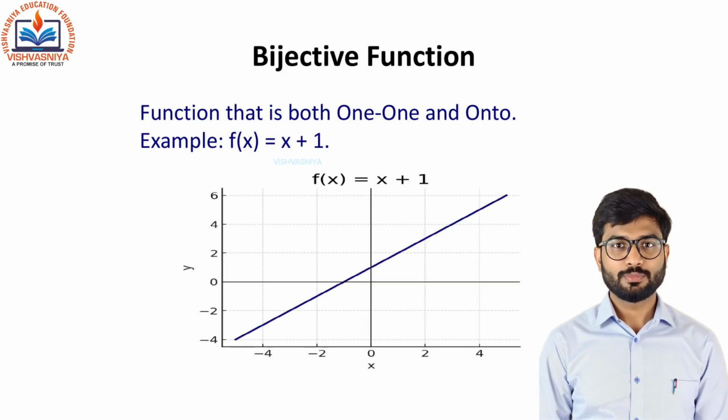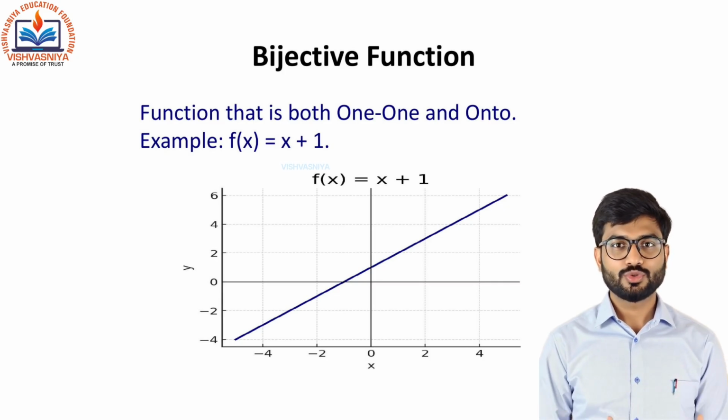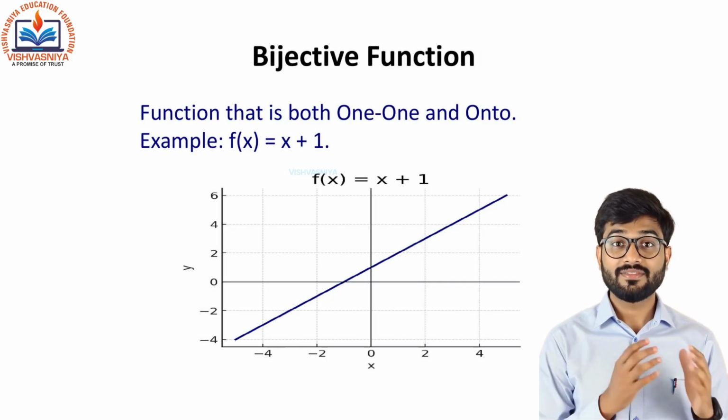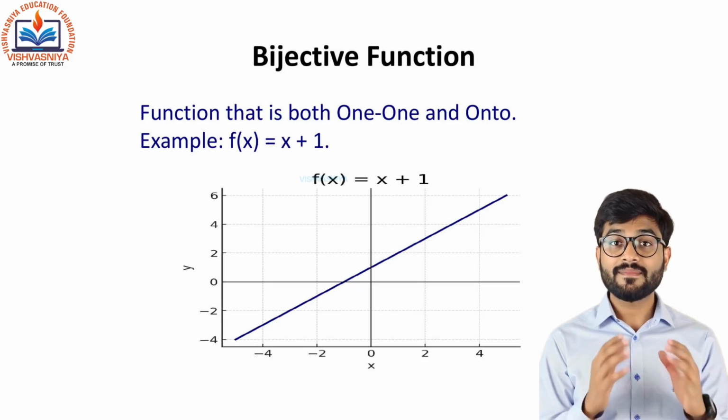When a function is both one-one and onto, it is called bijective. That means every input maps to a unique output and every output has a corresponding input. Example, f(x) = x + 1 for all real numbers. It is both one-one and onto, so we call it bijective.